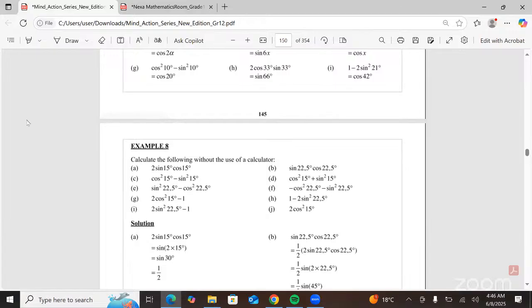I love this question. Can you see this question here? Yes, sir. They say you need to calculate that question without a calculator. How do you think you can simplify that question? There's not a special angle. Yes, it's not a special angle, but how can you now simplify that?